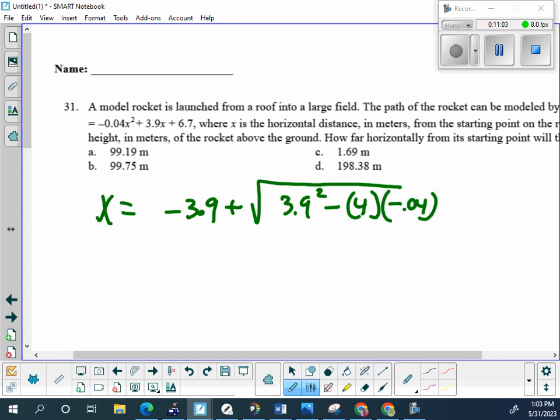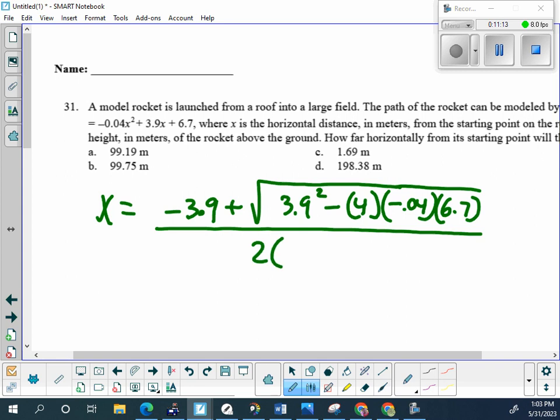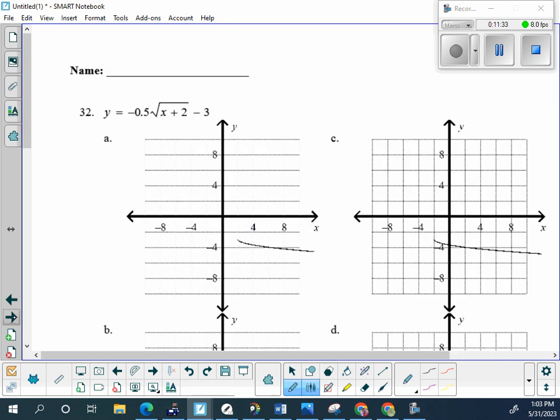negative 0.04, and 4ac times 6.7, okay, all over 2 times negative 0.04. When you put this on your calculator, you come out to... Is this 31? Oh, it says A here for the answer. So you'll get that for an answer. I'll let you put that on your calculator. Moving along here to 32.